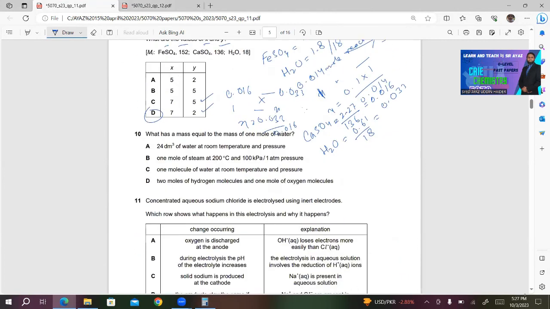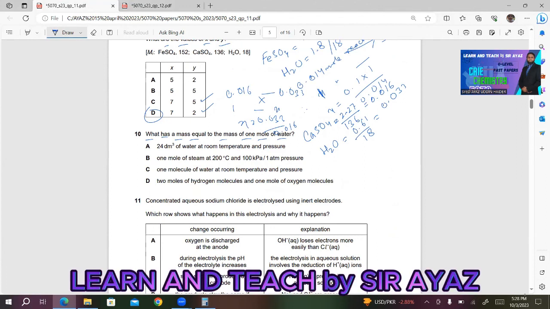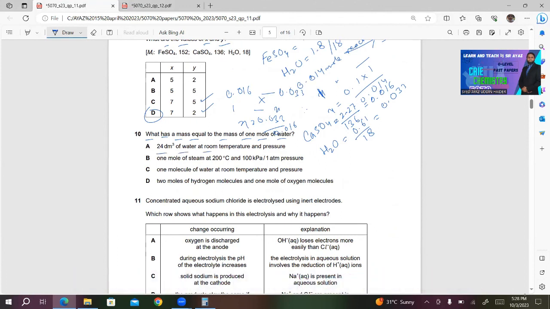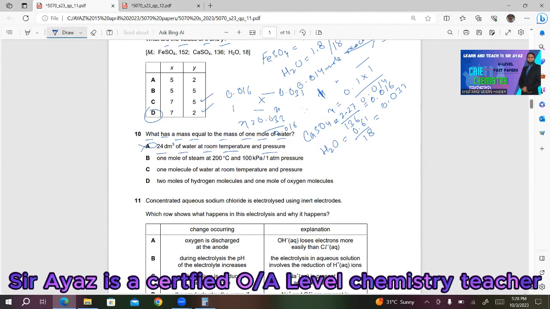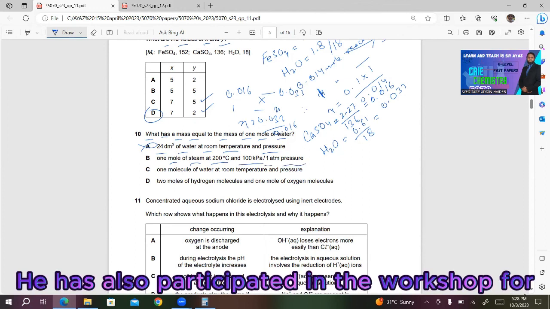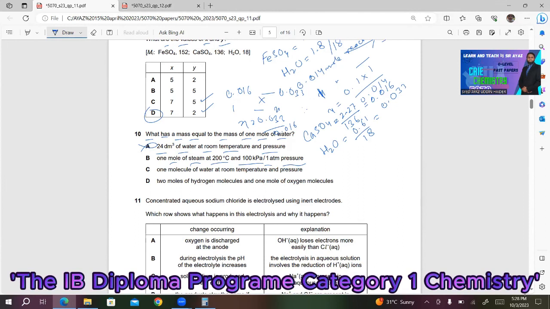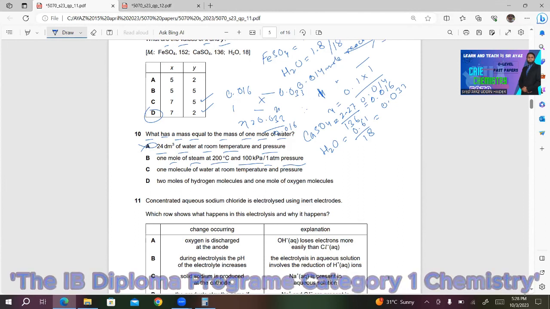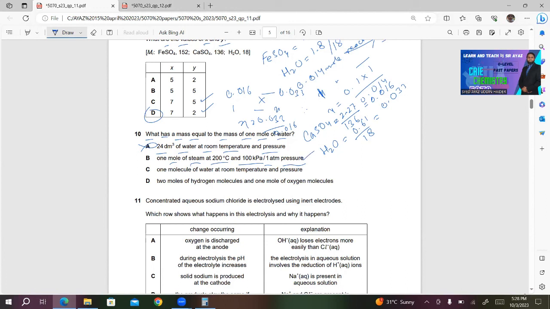Number 10. What has a mass equal to the mass of 1 mole of water? They are saying 1 mole of water, not 1 molecule of water. A, 24 dm³ of water at room temperature and pressure. This is wrong. The reason is that they are saying the volume of water. In this volume of water, we don't know the mass of water. B, 1 mole of steam at 200 degrees centigrade, 100 kilopascal per 1 atmosphere. This seems correct. The reason is that 1 mole of steam at 200 degrees centigrade must have the same mass of water. So this looks correct to me.